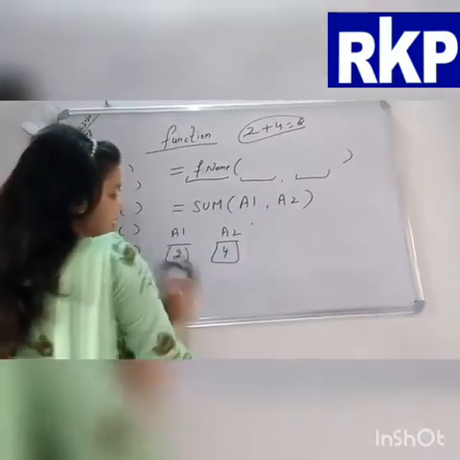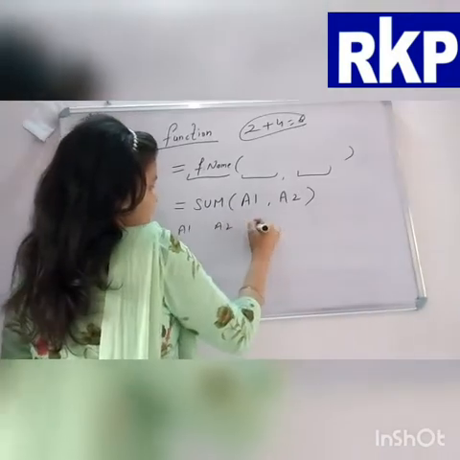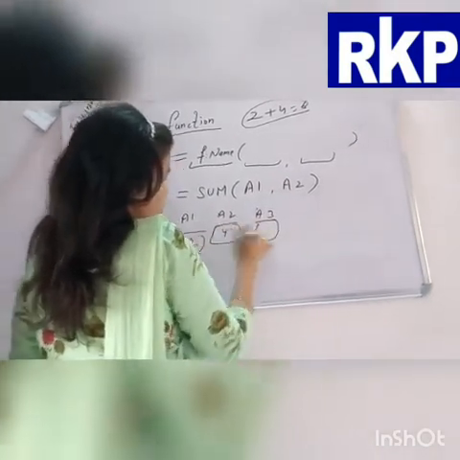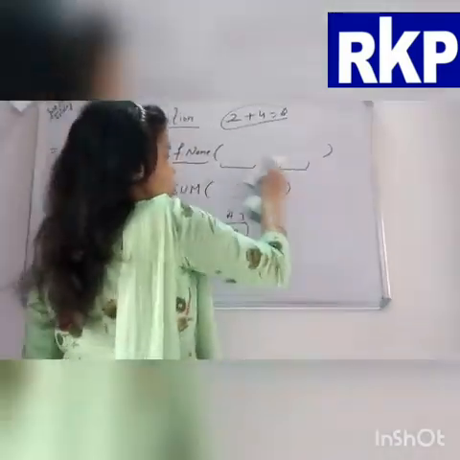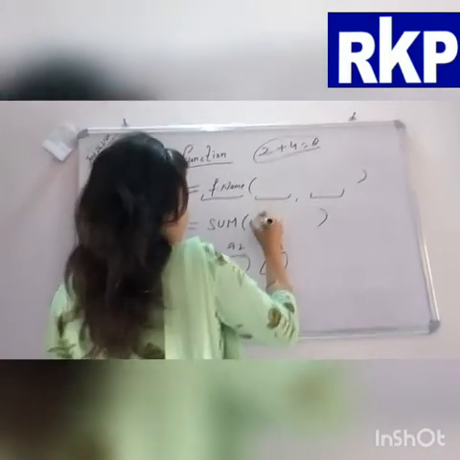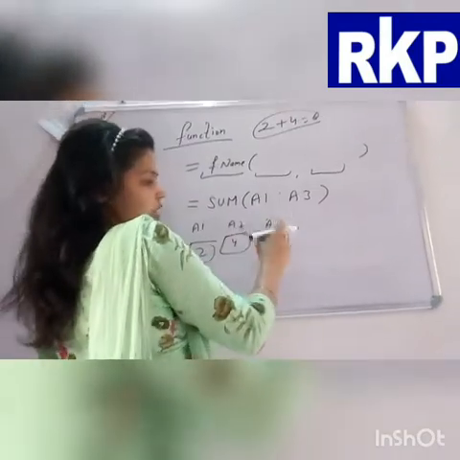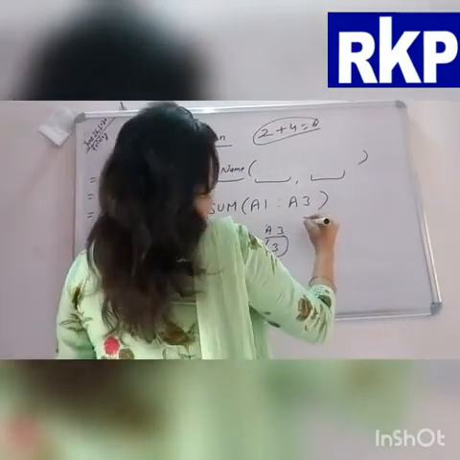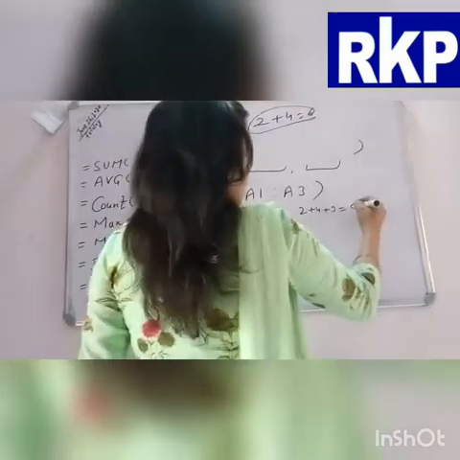Or you can write the range also, like A1, A2, A3. 3 cells are here. In these 3 cells, 2, 4 and 3 are present. You want to do the addition of all three cells. So how can you write it? A1 to A3. It will include A1, A2 and A3. The complete range you can write. So it will return you 2 plus 4 plus 3. What will be the result? 9.